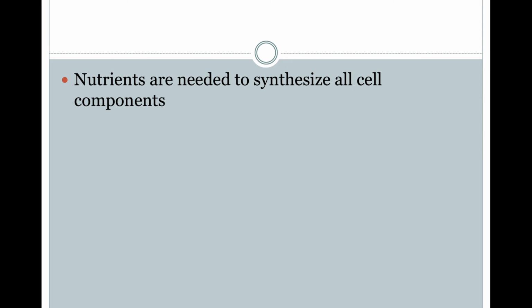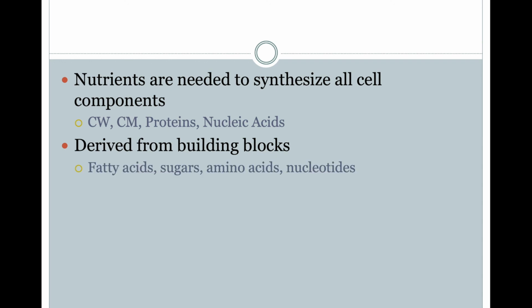So again, nutrients are needed in this case for growth, for synthesis of all cellular components. We're talking about everything we've talked about in the last few chapters. So cell wall, cell membrane, proteins, nucleic acids, etc. These are all derived from the 4 basic building blocks of life, including fatty acids, carbohydrates or sugars, amino acids, and nucleotides. And these have basic compositions, carbon, nitrogen, etc. And they're all derived from diverse sources. So many of these building blocks can be synthesized by the cell.